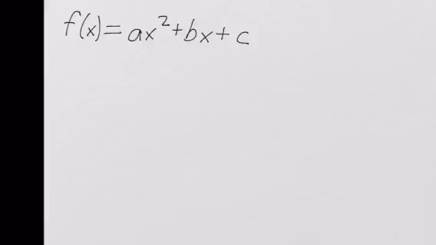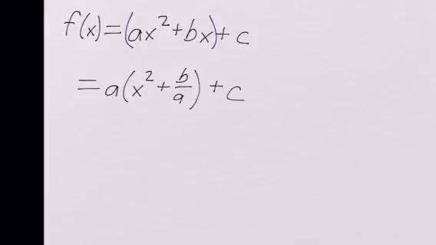So now, I'm going to do a little bit of clever grouping here. Only going to take those first two terms. And out of that, I'm going to factor out an a. So that'll leave me with a times x squared plus b over a, and then plus c on the outside.